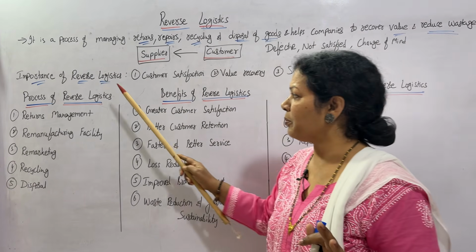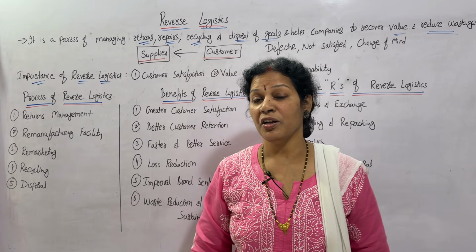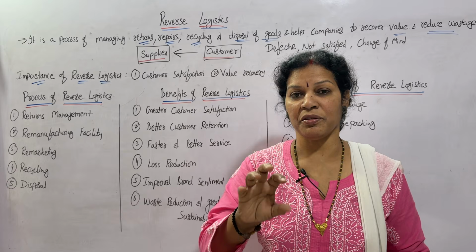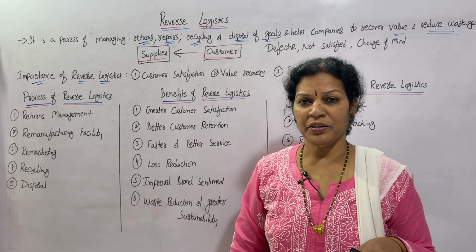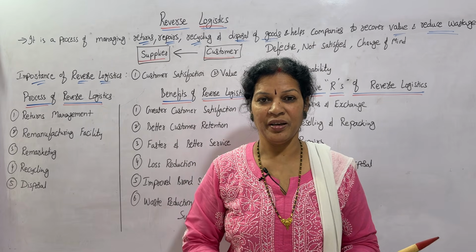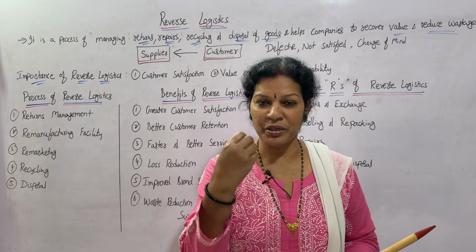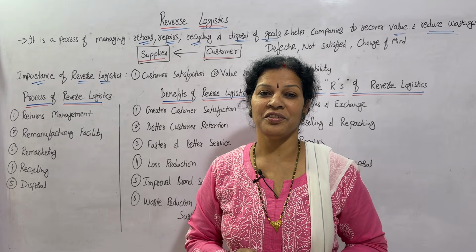Now let us understand the process of reverse logistics. How can we go for the process of reverse logistics? Total 5 steps are there for reverse logistics. First one is returns management. Returns management means the process that comes with the returns. I'm not liking the product, so I'm returning it to the company. So that's the first stage.